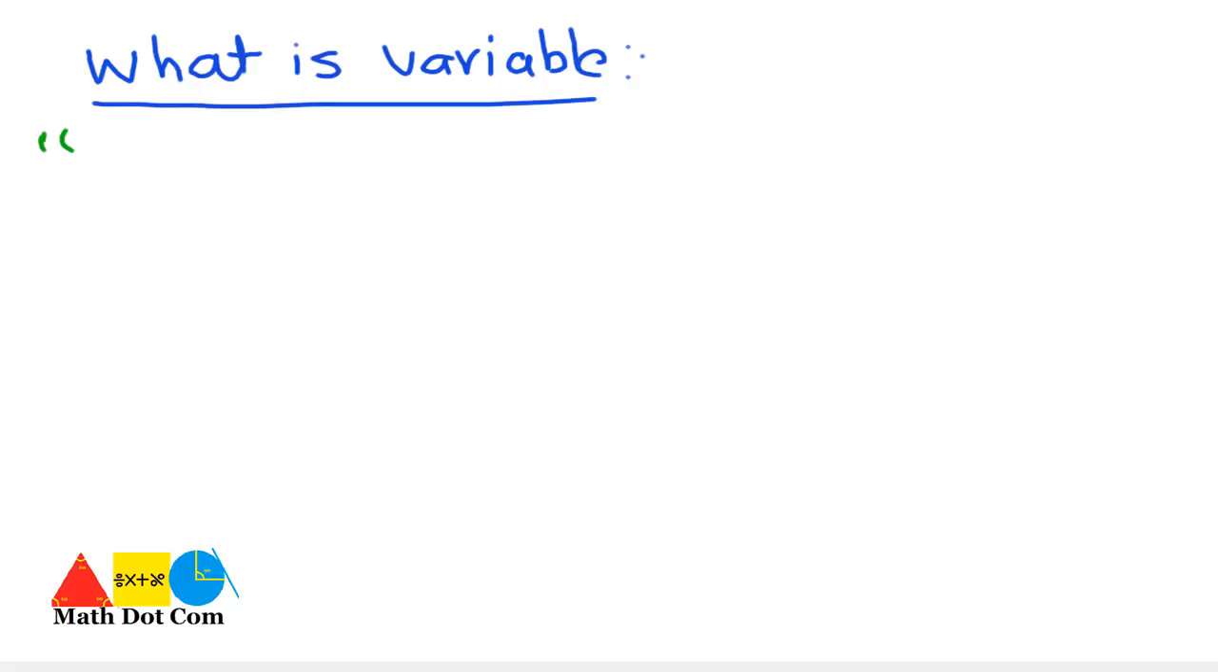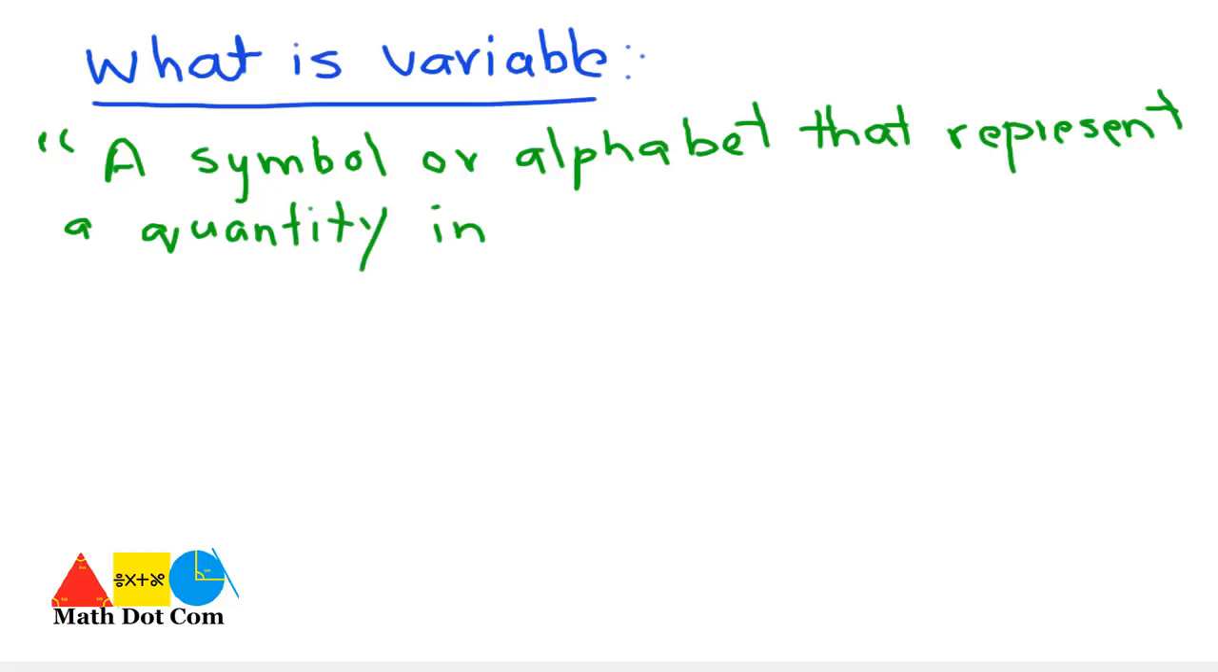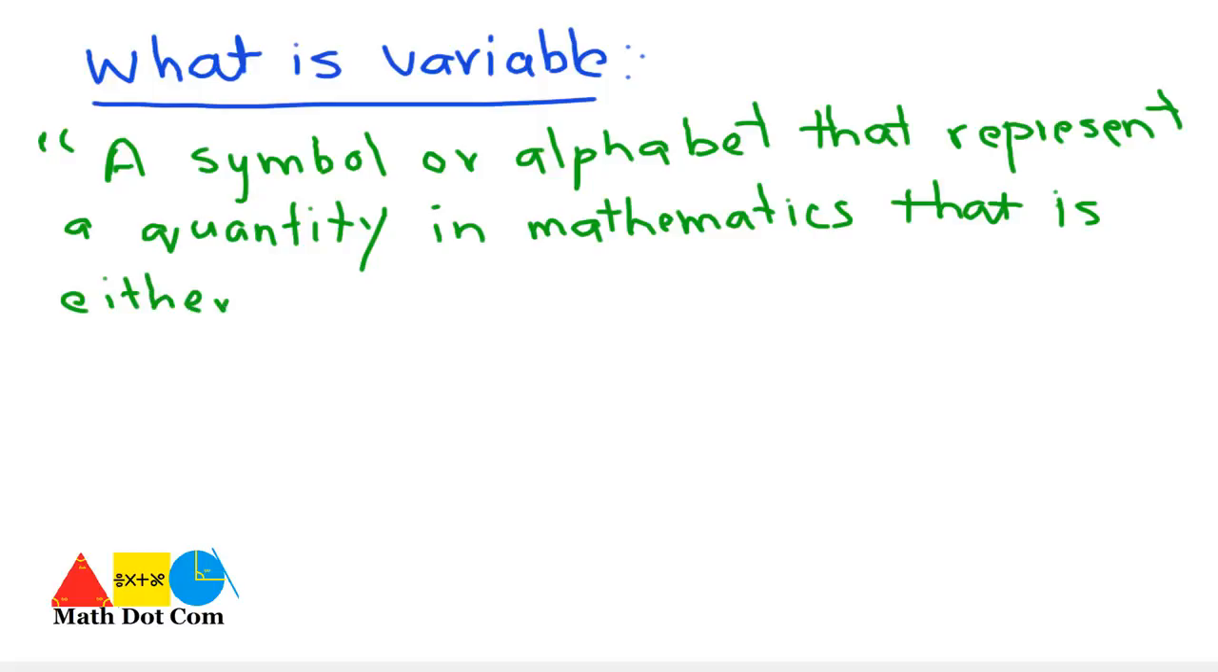A variable is a symbol or alphabet that represents a quantity in mathematics that is either arbitrary or unknown. That means you don't know the value.